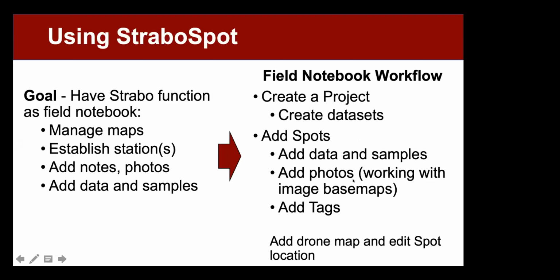We're going to go over a little bit of working with photos as image-based maps. That's one of the really powerful aspects of Strabo Spot: it allows us to take images, use them as maps, and bridge scales between the outcrop and sample scales. And then also add tags, which, as Basil said, are kind of like sticky notes to categorize different features. And lastly, I'll end with adding a drone map and showing how to edit spots, and then a little bit of mapping technique.